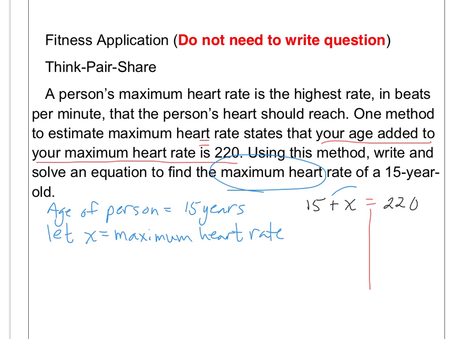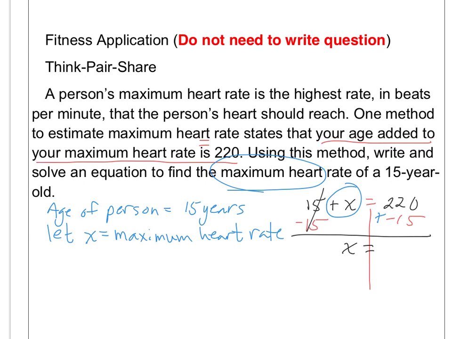We want to isolate the variable positive X. That means that we need to get rid of this 15, and there's no sign in front of it, so it's understood that that 15 is a positive 15. So the opposite of a positive 15 is a negative 15. So we're going to add a negative 15 to both sides. We're going to cancel out our zero pairs. We're left with an X on the left. And then technically we are taking a 220 and we're adding a negative 15 to that.